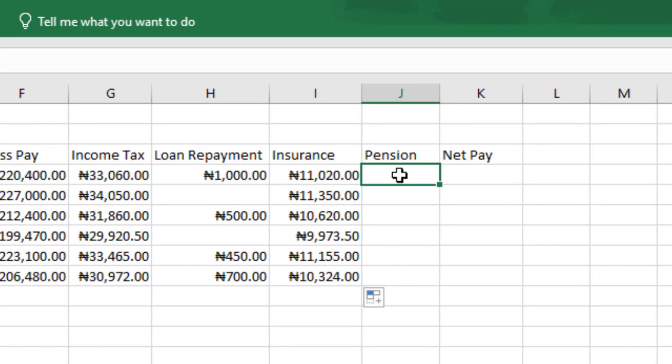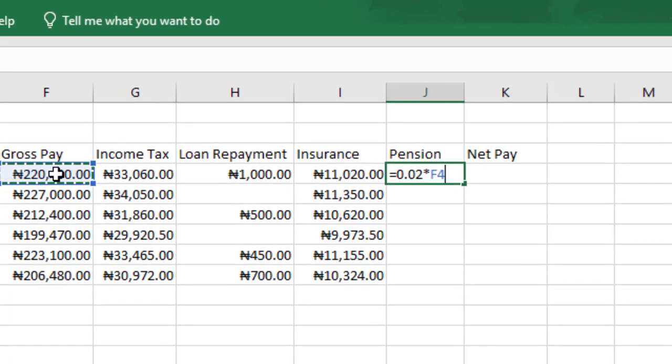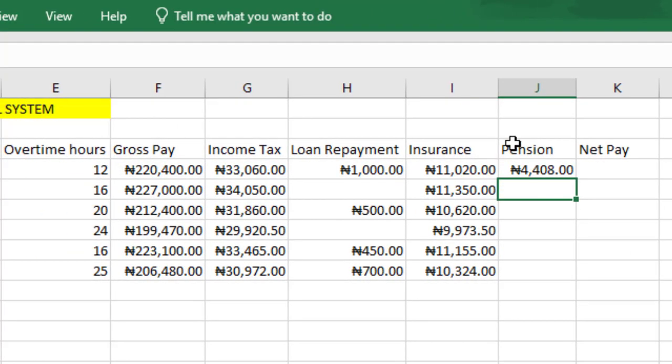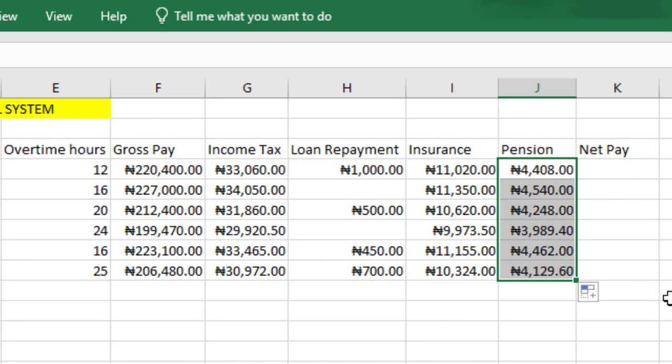Let's say for pension, each individual will be giving out 0.02% of their pay. So let's say equals 0.02 multiply by the gross pay. So this is what you will be giving out on a monthly basis for pension. So we drop down. So now we want to calculate the net pay of each individual.